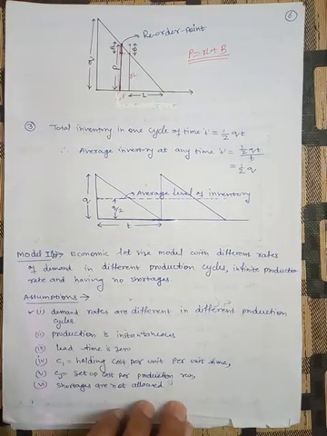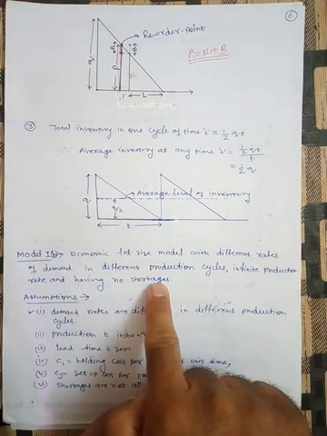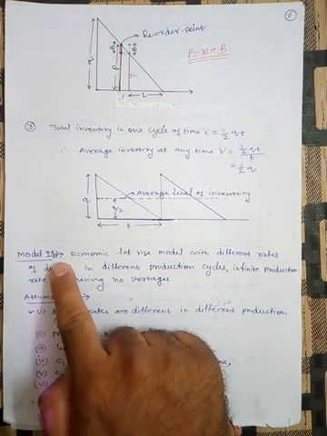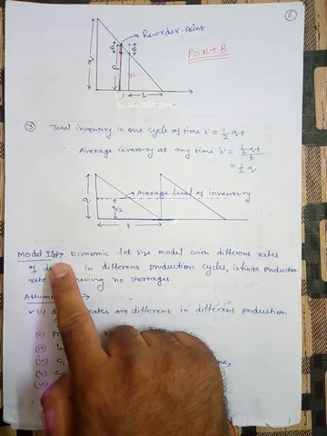Students, now we are discussing the second model. In the previous video we discussed the first model, first A model. Here is first B model: deterministic model without shortages. Fine.